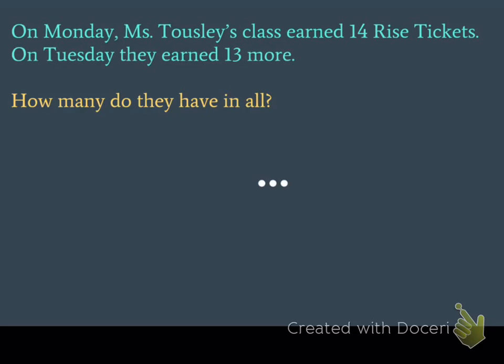14 rice tickets and 13 more. We know we need to add them, but where do I even begin? At 10? No, because wait. What did you tell me about that 14? You said something about a 10's frame. So remember that 10 frame we used to use? If I had 10 at top and a 4 at the bottom, then a 13 would need a 10 and... Okay, let me slow you down just for a second. What was inside that 14? Say it again. The 10 and a 4.